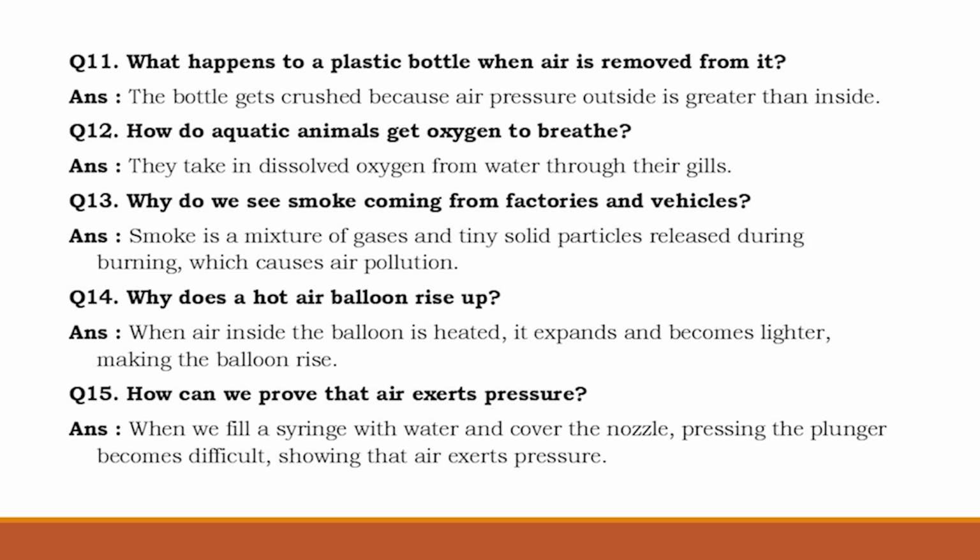Question 12. How do aquatic animals get oxygen to breathe? Answer: they take in dissolved oxygen from water through their gills. Question 13. Why do we see smoke coming from factories and vehicles? Answer: smoke is a mixture of gases and tiny solid particles released during burning, which causes air pollution.